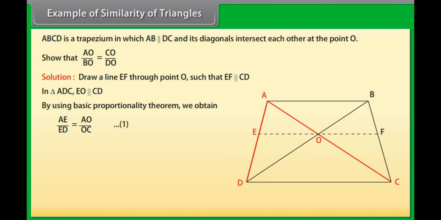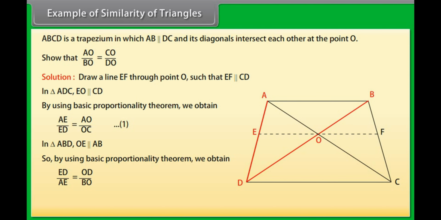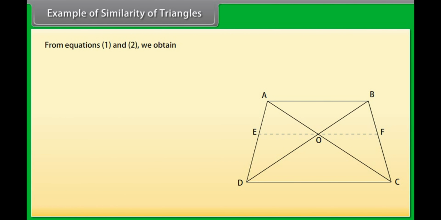Mark it as 1. In triangle ABD, OE is parallel to AB. So, by using basic proportionality theorem, we obtain ED upon AE equals OD upon BO, which implies AE upon ED equals BO upon OD. Mark it as 2. From equations 1 and 2, we obtain AO upon OC equals BO upon OD, which implies AO upon BO equals OC upon OD. Criteria for similarity of triangles.